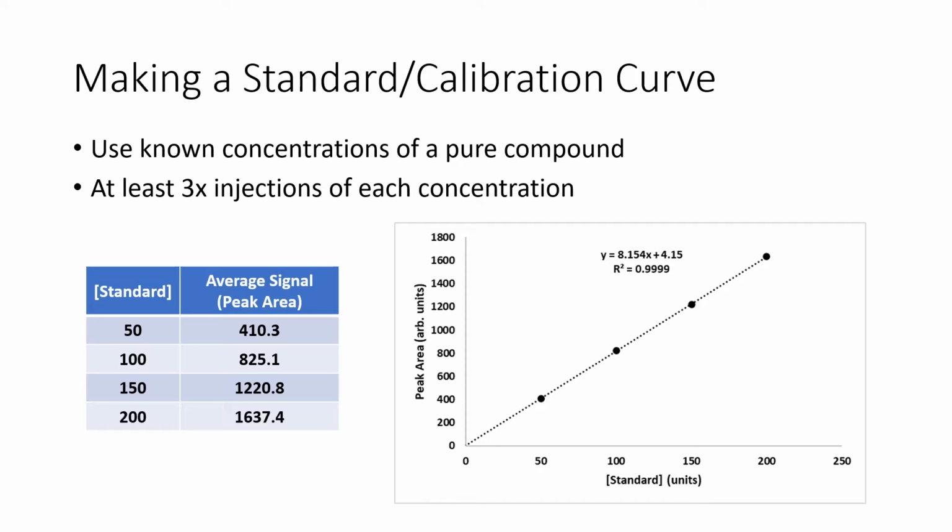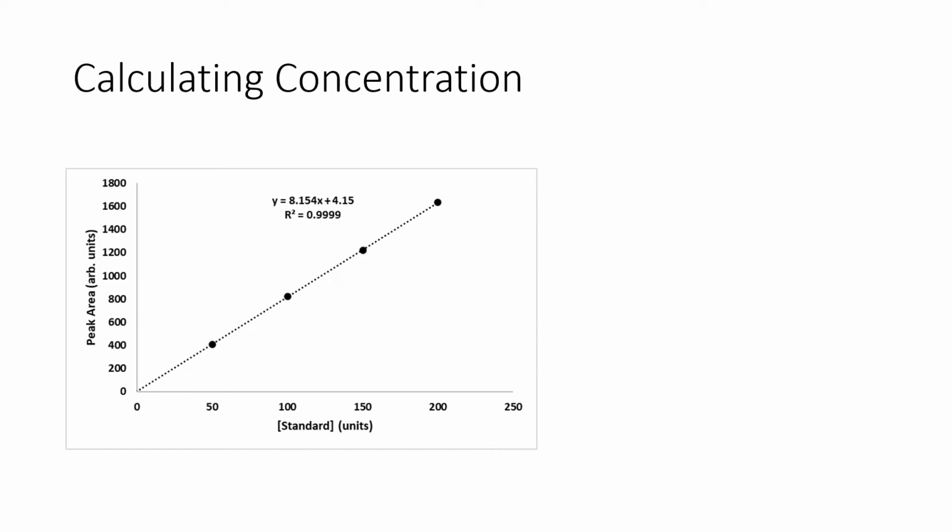So if we have our different concentrations of standard, units don't matter here, but we have 50, 100, 150, 200, and our different average signals in peak area. So if we plot our standard units versus our peak area, then we can get this standard curve by fitting a linear trend line here. All right, so now we have this linear trend line for compound X, and we want to quantify the compound X in our complex sample.